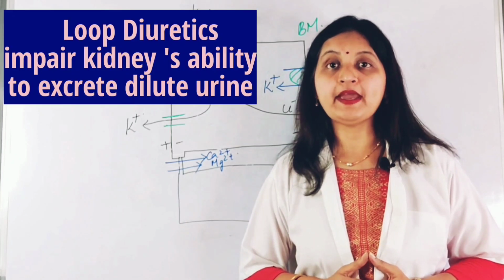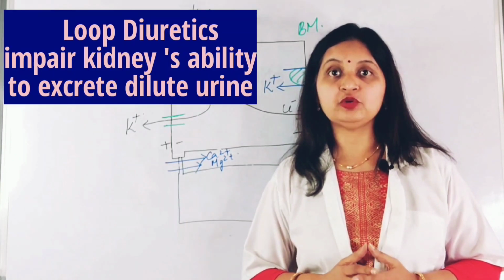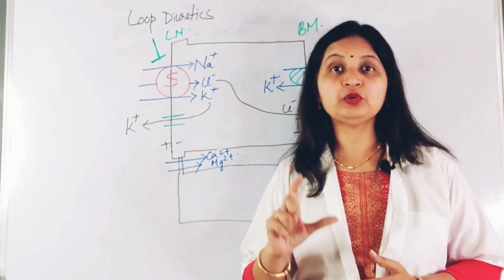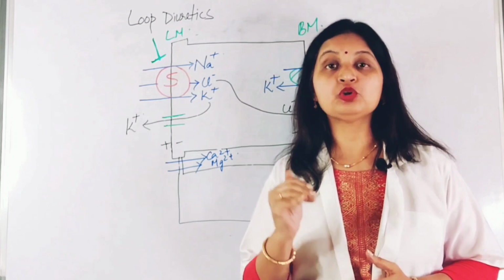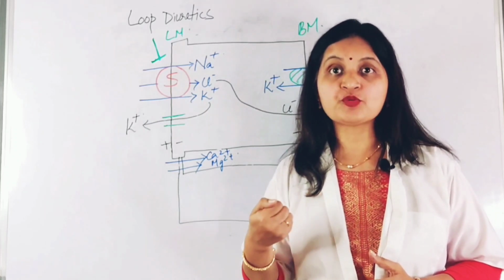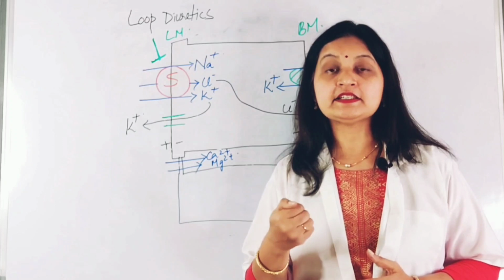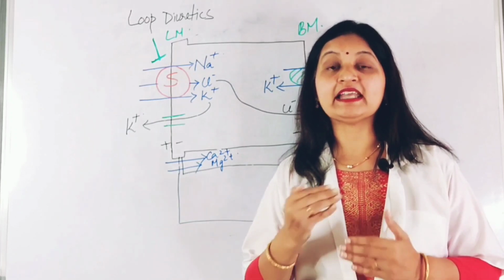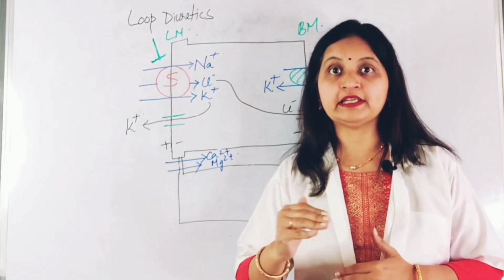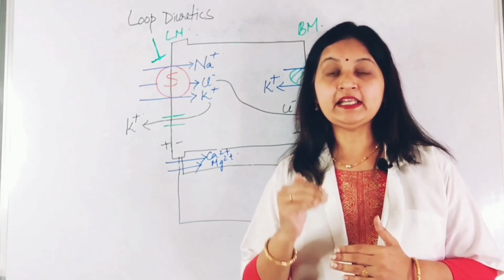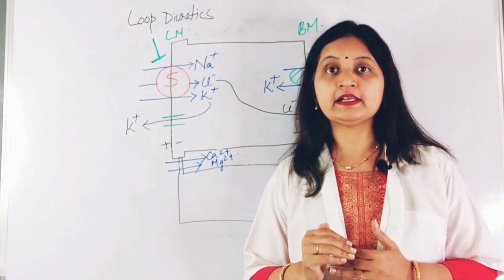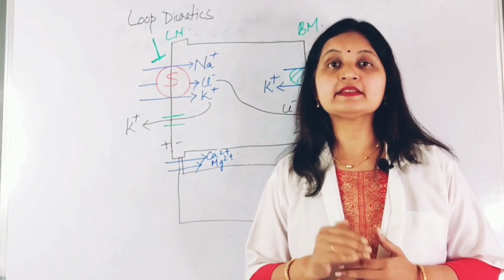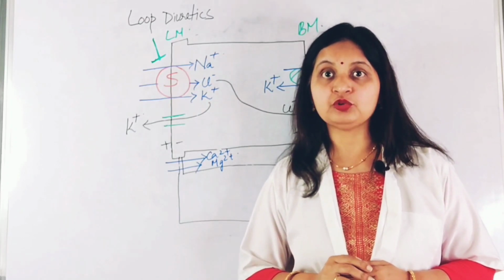Lastly, loop diuretics impair the kidney's ability to excrete dilute urine. This is because the ascending limb of the loop of Henle is a part of the diluting segment. It is impermeable to water, but it reabsorbs sodium and chloride. Since it is impermeable to water and reabsorbs sodium and chloride, it excretes a lot of dilute urine. So loop diuretics, by inhibiting the sodium chloride symporter, cause increased excretion of solutes in urine, and this impairs the kidney's ability to excrete dilute urine.